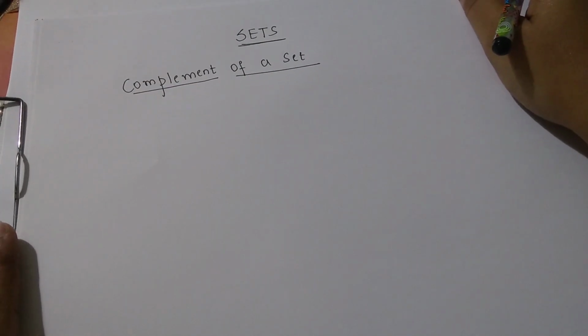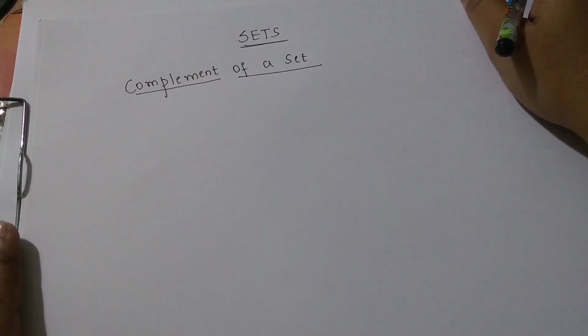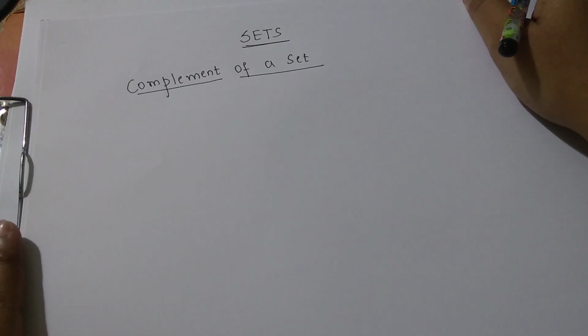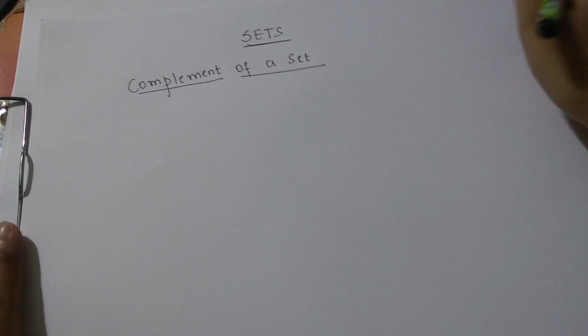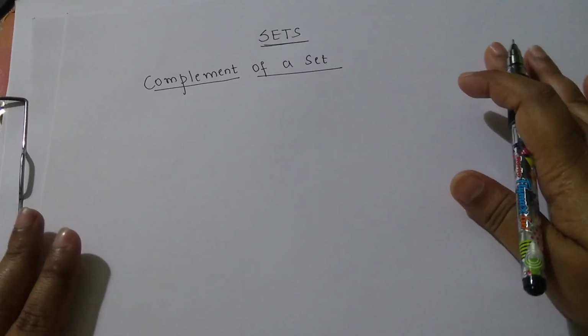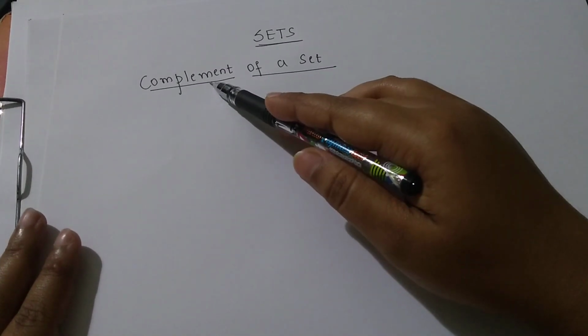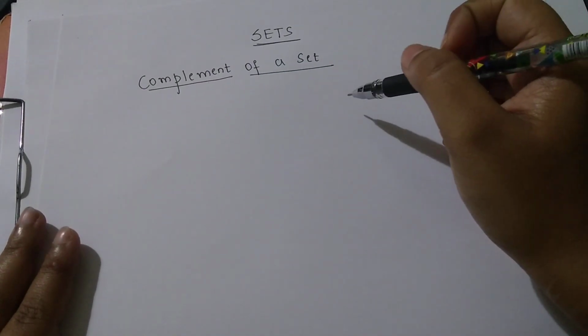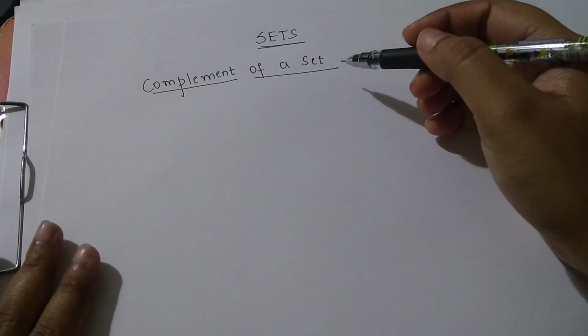Hello students. So in set theory we have completed exercise number 1.4. The next concept we are going to see, to complete exercise number 1.5, we need to know what is the complement of a set. Okay. So what does complement of a set mean?